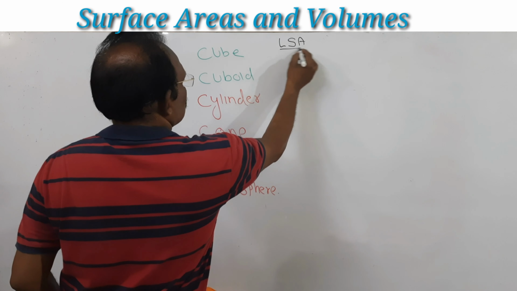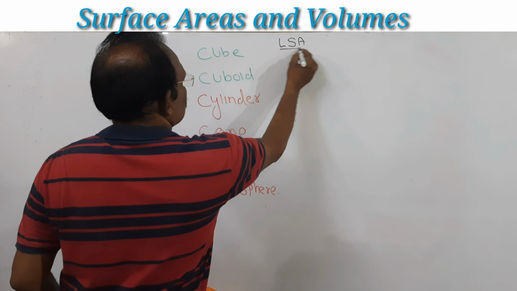A into A is A square. Okay, so 2. How many A squares are there? 1, 2, 3. So that means 3A square. So 2 3s are 6A square. Simple. How simple it is?